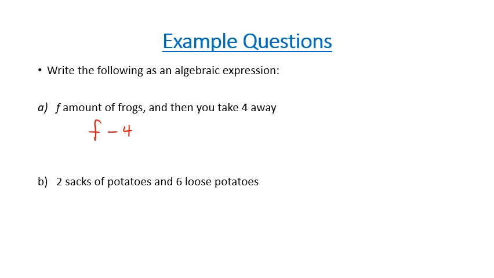In our second example, it says we have 2 sacks of potatoes and 6 loose potatoes. So an expression for how many potatoes we have, well, we have 2 lots of sacks of potatoes plus we have 6 loose potatoes. And this can actually be written as 2s plus 6, because when we're talking about algebra, we don't actually write the times sign. We just put the number next to the letter.